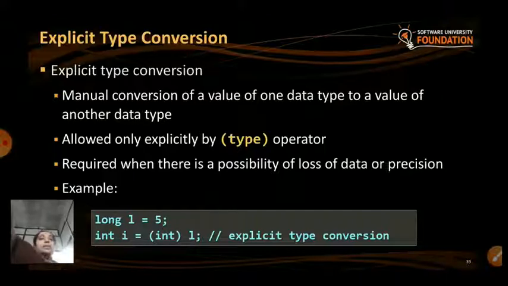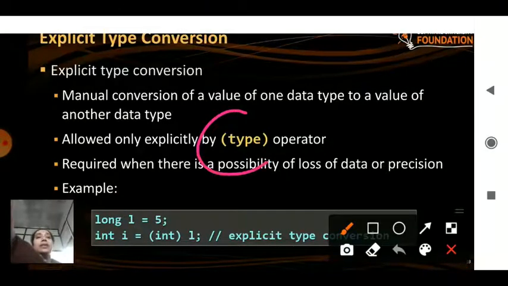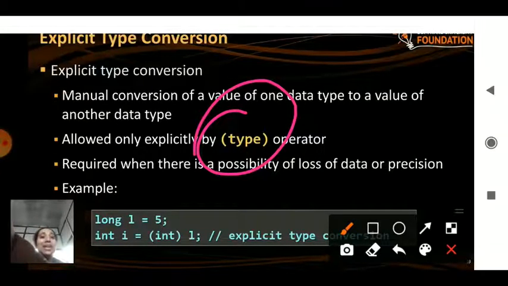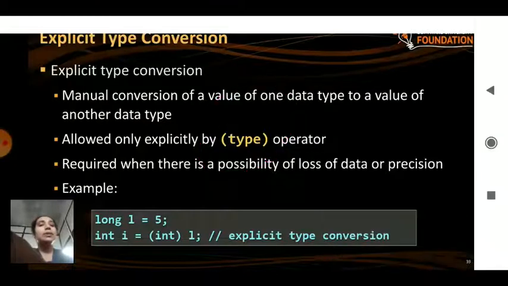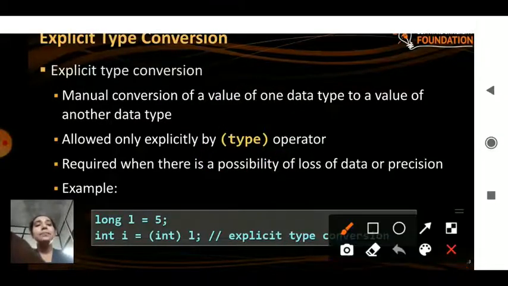The main thing is that when you are converting from one type to another type, you use the type operator. Through the example you will come to know what explicit type conversion is. In the example you can check out what has happened. Here one value is there: long l is equal to 5. l has the value 5.